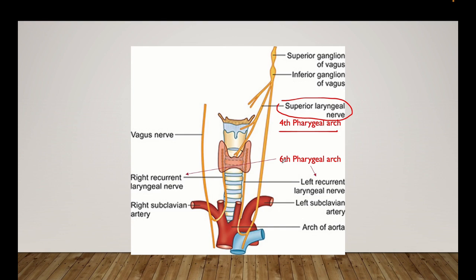All of the structures that arise from the 6th pharyngeal arch are supplied by the recurrent laryngeal nerves, right or left. We took them in the anatomy of the mediastinum. Now, what are the structures that, for example, arise from the 4th pharyngeal arch? We have the thyroid cartilage from the 4th. The rest of the cartilages, like for example arytenoid and cuneiform, arise from the 6th pharyngeal arch.